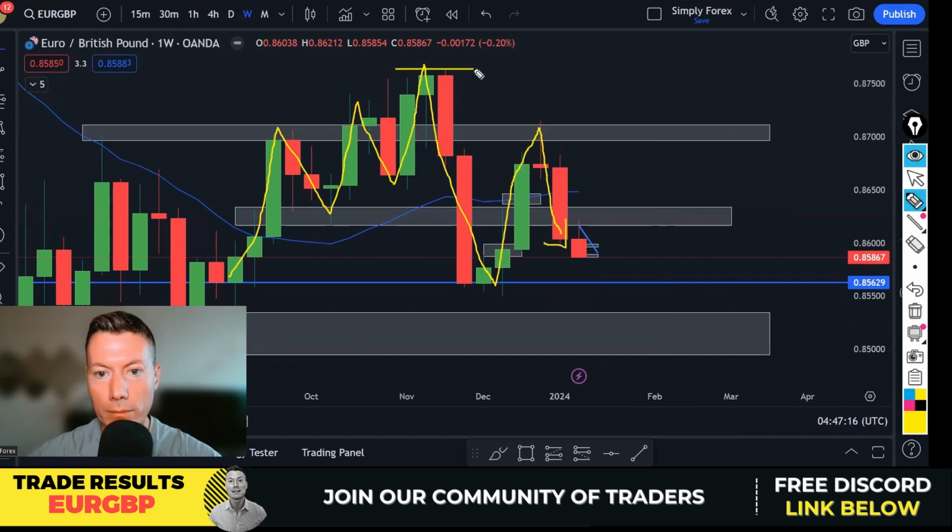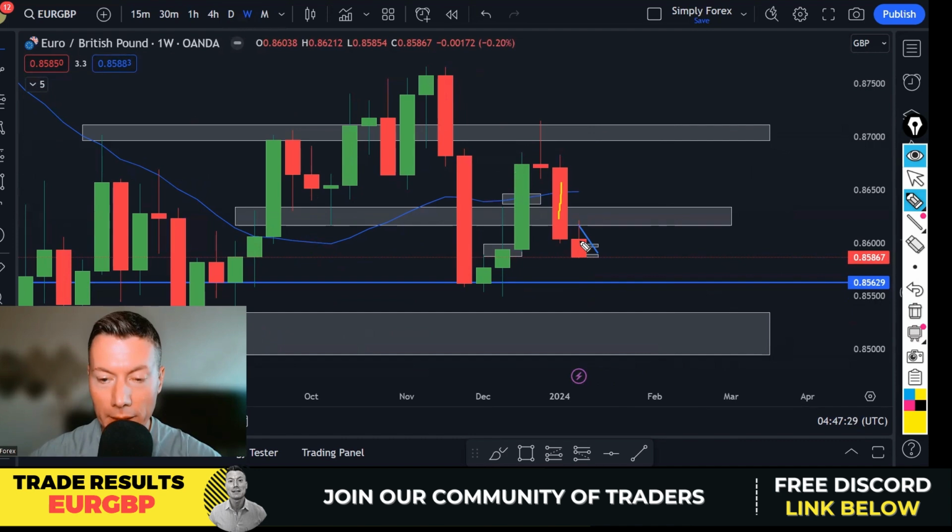Okay, we've got lower highs, lower lows. That is the definition of a downtrend, and you don't need to be Warren Buffett. All right, and look at this nice big bearish wick. It'll also be a trade idea for today. Look at that bearish wick as well.